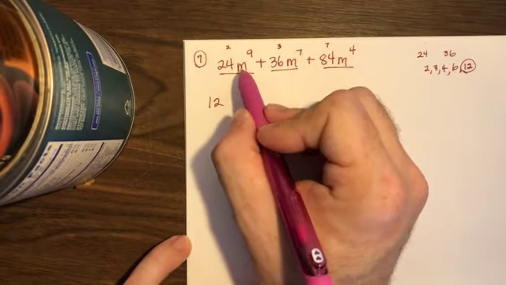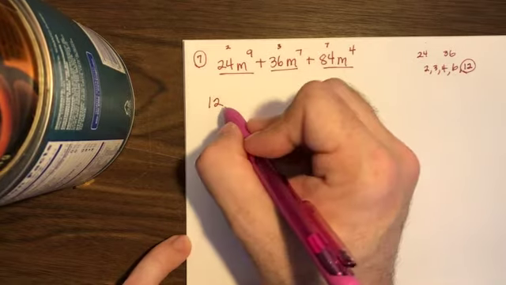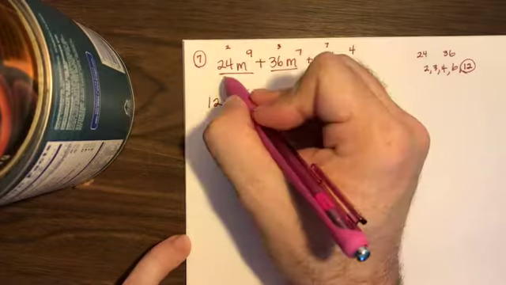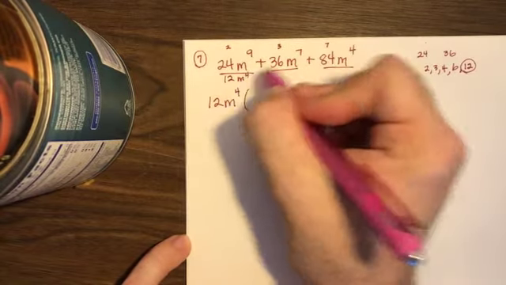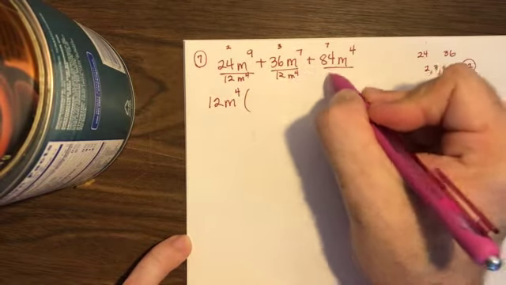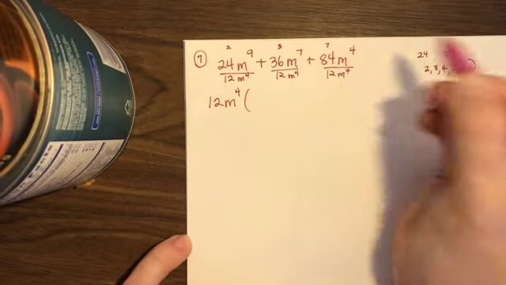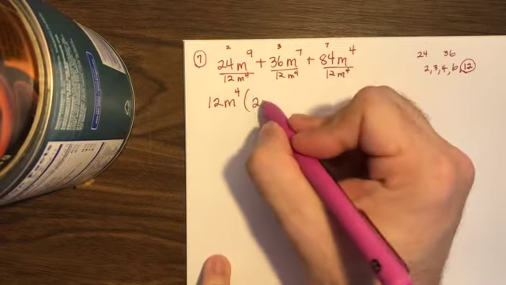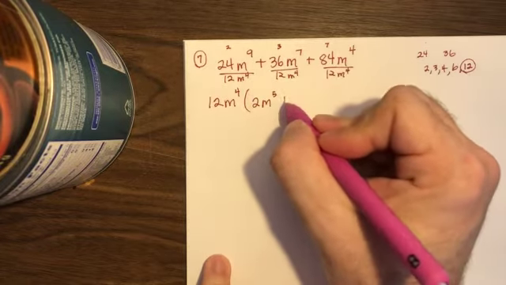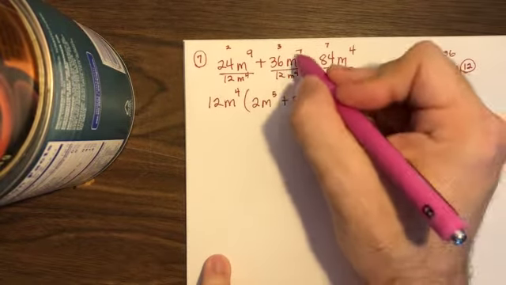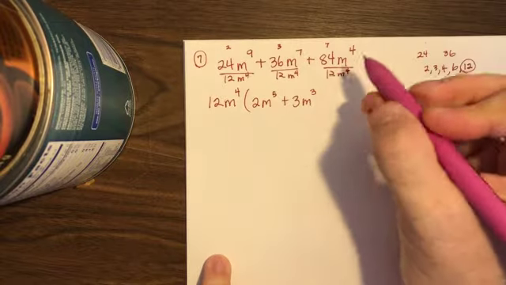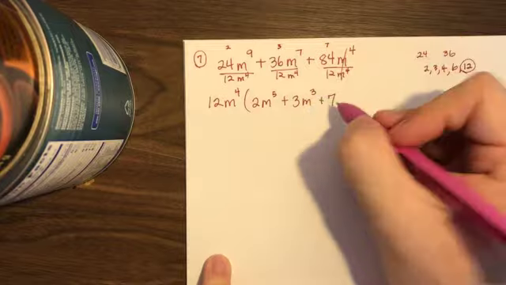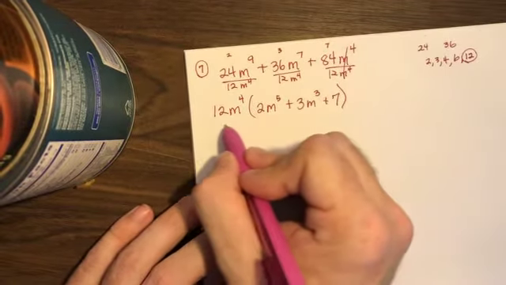Okay? Now let's look at the letters. M to the 9, 7, 4. 4 is the smallest one. He's the one. Open up a parentheses. And then we write 12m to the 4th, because that's your GCF. Divide, we get 2. Subtract, we get m to the 5th. Divide, we get 3. Subtract, we get m to the 3. Divide, we get 7. Subtract, oh, cancel. And we get no m's for that last one.